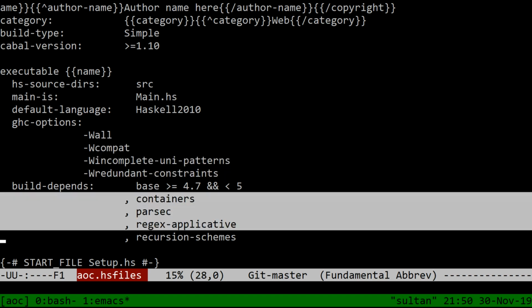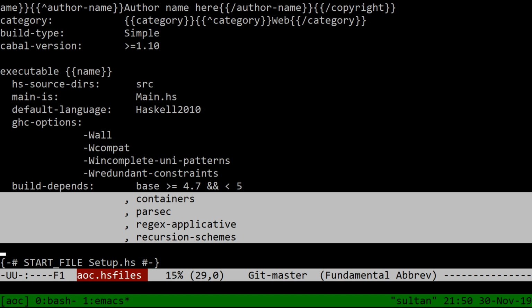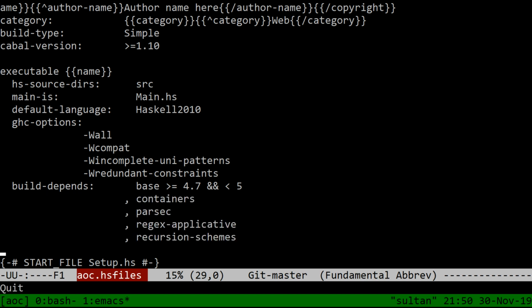And then I added a few libraries that I often want. Containers, obviously you need sets and maps a lot. Parsec, parsing strings is very important when your input is a string, or a text file anyway. And regex applicative, a lighter weight parser that behaves like parsec but only handles regexes. And recursion schemes is another thing I've kind of wanted to play with, so I thought I'd include it in dependencies, and we'll see if I ever remember to use it.